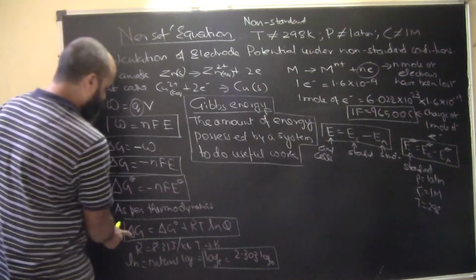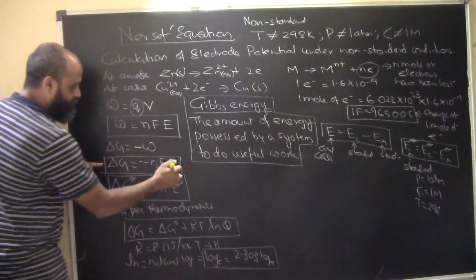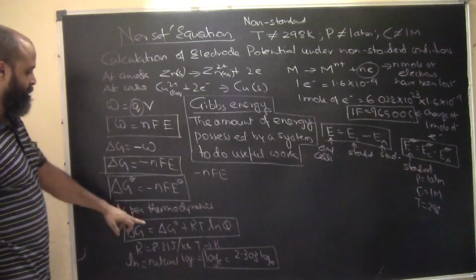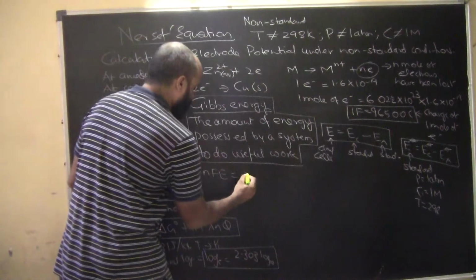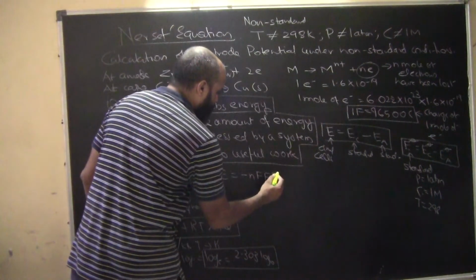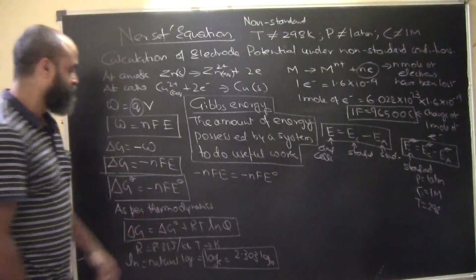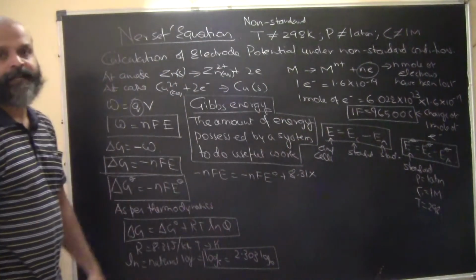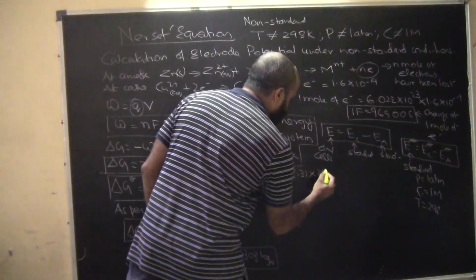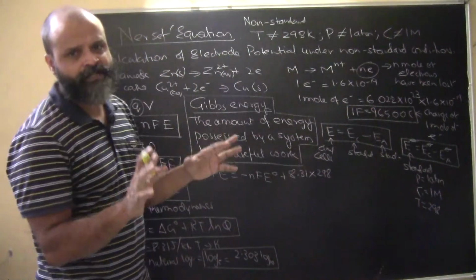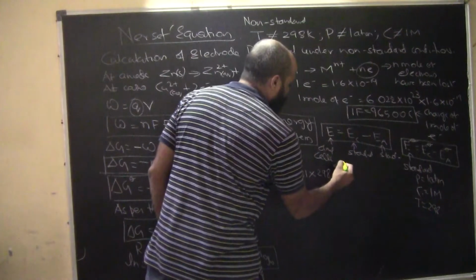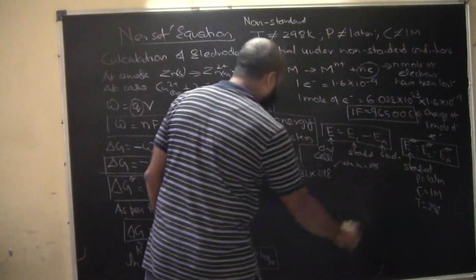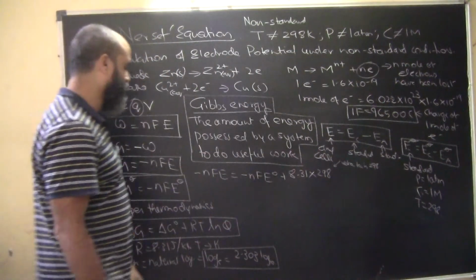So we'll continue from here. Now in place of delta G, what can we put here? We can put minus nFE. In place of the standard Gibbs energy, what can we put? Minus nF times the standard electrode potential. And plus R, that is 8.31, into the temperature. Mostly your reactions are at 298 Kelvin, so when temperature is 298 Kelvin, it is 8.31 into 298.